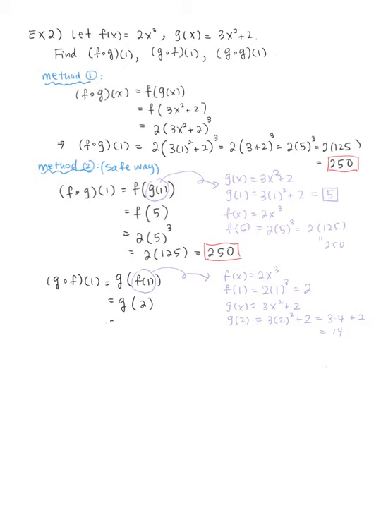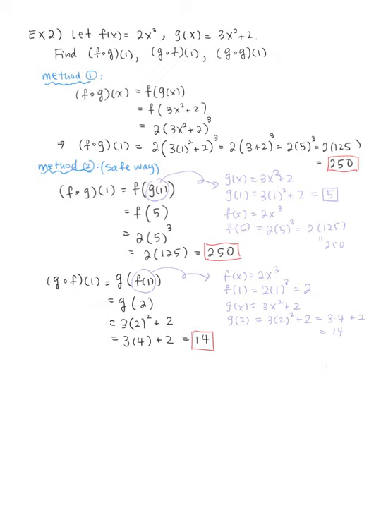So let me just write. Now g of 2 is, again, 3 times 2 squared plus 2, which is 3 times 4 plus 2, which is going to give us 12 plus 2, which is 14.